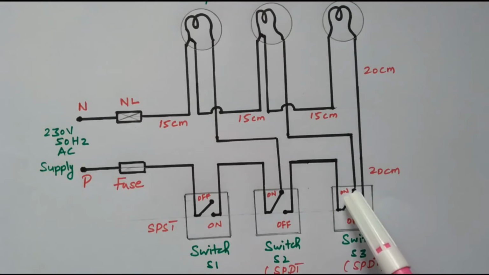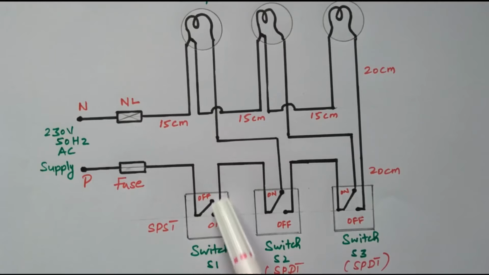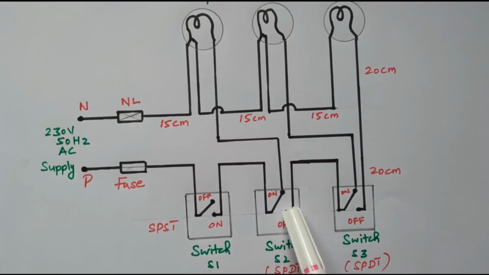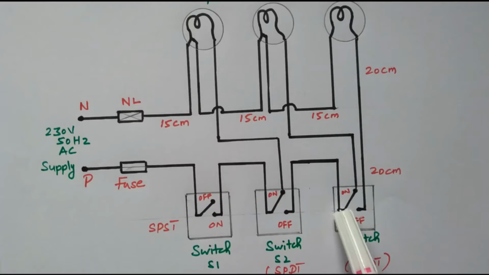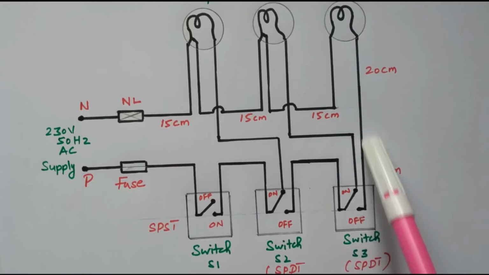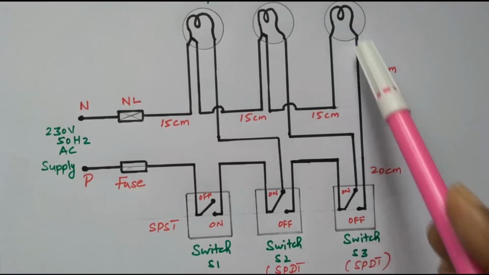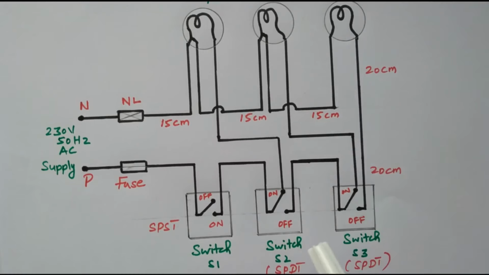If the third switch is also in off condition, what will happen? Already this is in on condition, this is in off condition, so the supply will come here. Here also off condition, so the supply will go to the third lamp. So the third lamp will glow. So what we need to do while entering the godown is turn on switch S1. So automatically lamp 1 will glow.